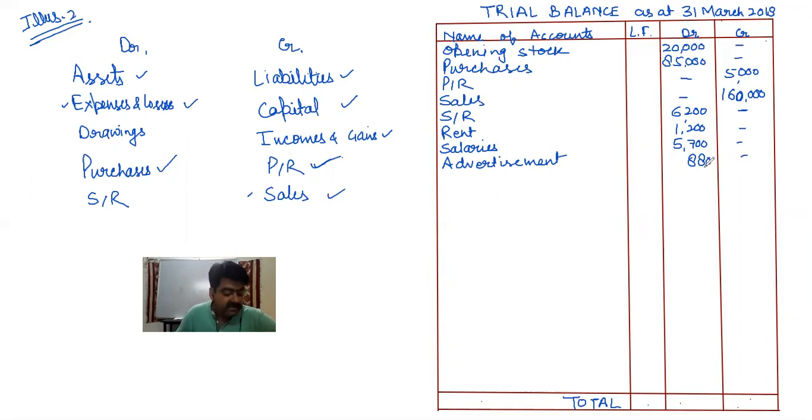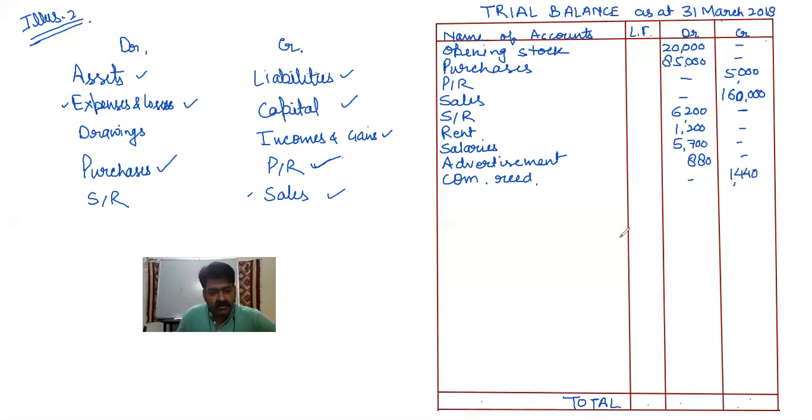Okay. Now next is commission received. Very clearly it is written commission received. So commission received is one of the incomes. As you know, all the incomes and gains will come in the credit side. So the amount of commission received will also come in the credit side, that is 1,440.